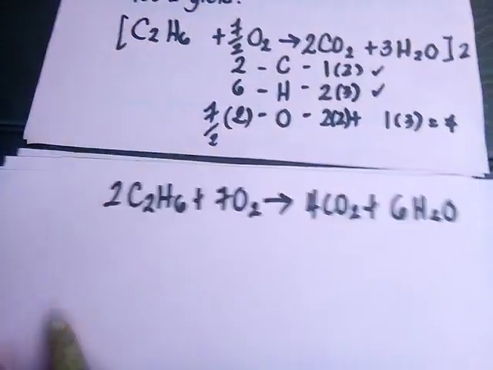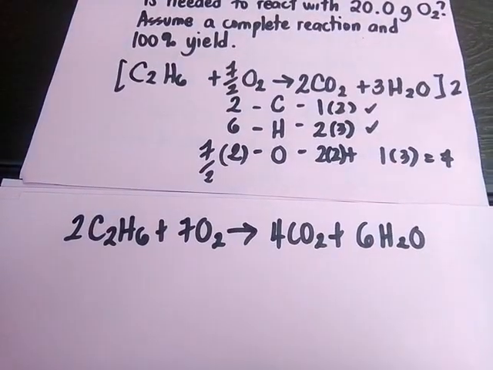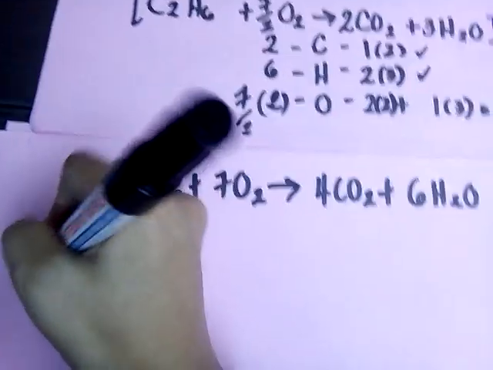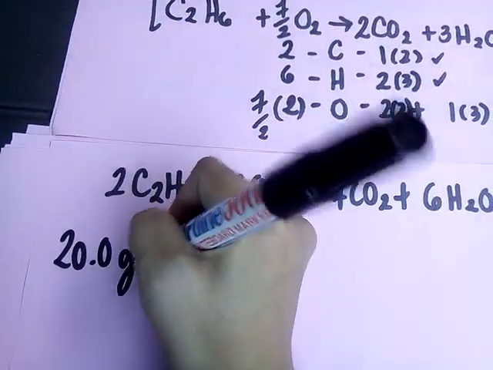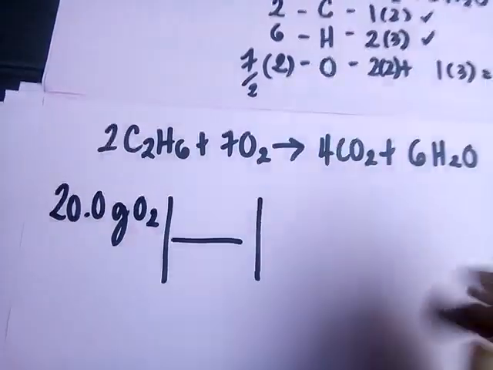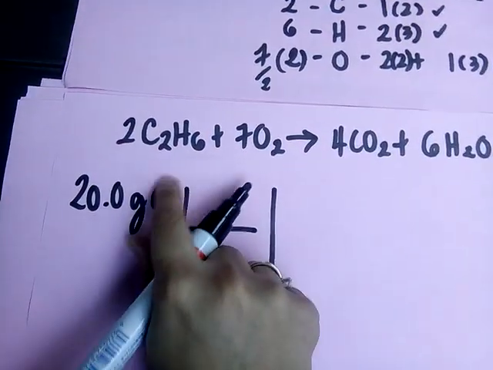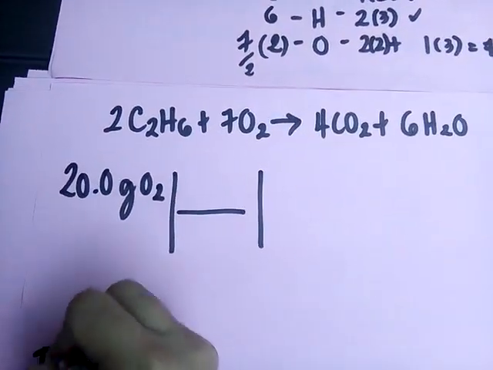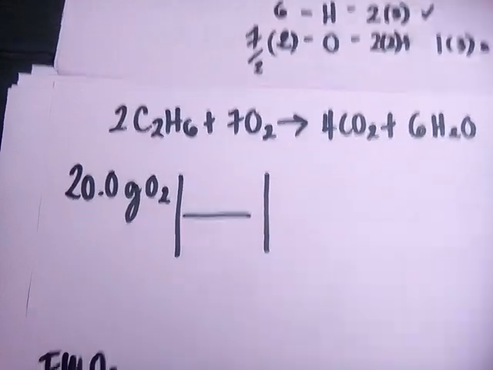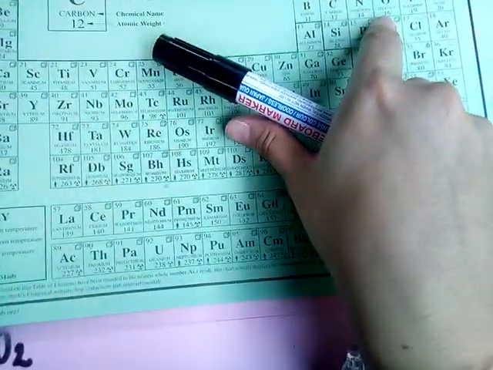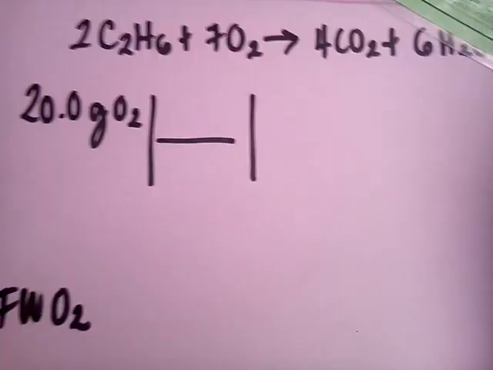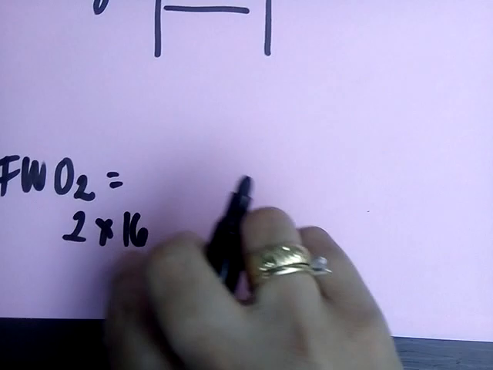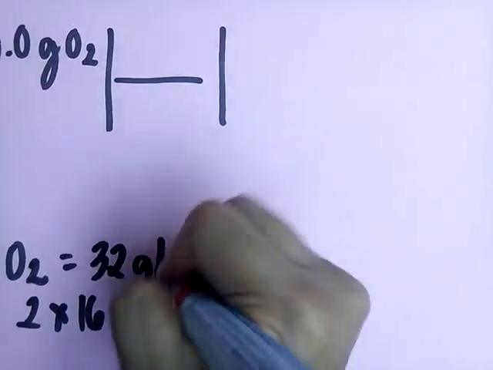Now, since we have a balanced equation already, we can now solve for our problem. So you are given 20 grams of O2. So let's write that as our given. 20 grams of O2. Now you have another conversion factor here. Since you want to convert grams to mole, you need the formula weight of O2. So what's the formula weight of O2? From the periodic table, the atomic weight of O is 16. But since you have 2, that would be 2 times 16. So that's 32 grams per mole.